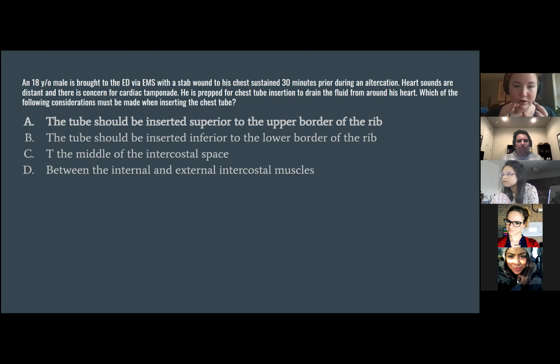So superior border, upper border of the rib, because the inferior border of the rib is always going to have the artery, nerve, and vein, nerve, artery, and vein, the NAV. And so just please make sure that no matter how they phrase this, what terminology they use, you understand it so that it doesn't trip you up.